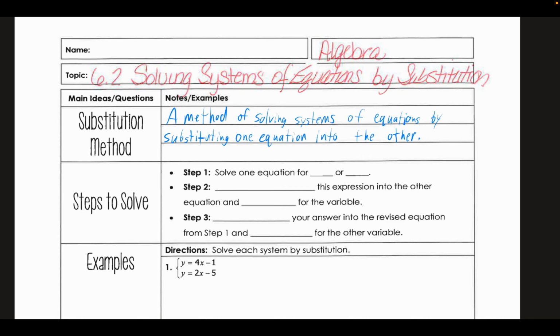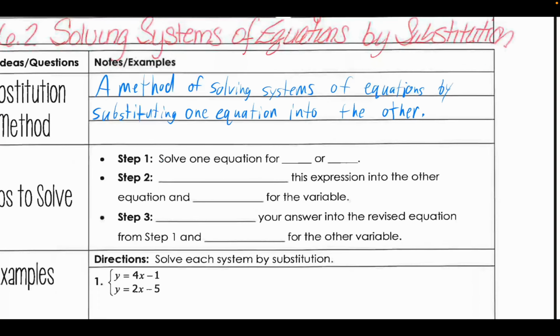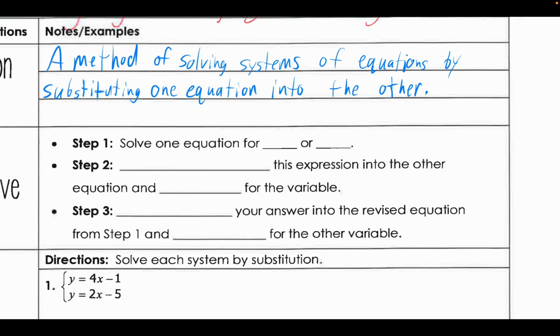The substitution method is defined as a method of solving systems of equations by substituting one equation into the other. Just like when we did the graphing method, we graphed lines. Well, similarly, when we do the substitution method, we will be substituting things. And so we have three basic steps that we'll be taking to solve. The first step is one that we don't necessarily always have to do, but on a lot of problems we will need to do it.